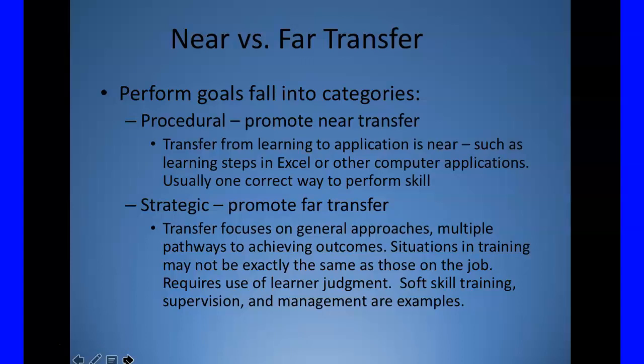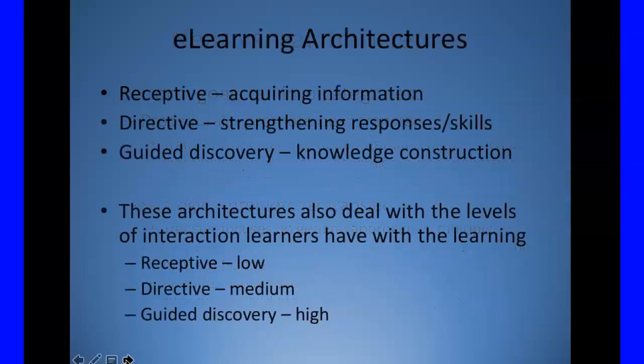Strategic is considered the type that promotes far transfer, because this is more general, it's more strategic, it's multiple ways to achieve a particular outcome. And examples of this would be when people have to use their own judgment, so they're learning soft skills, supervision, or management skills in a type of training.